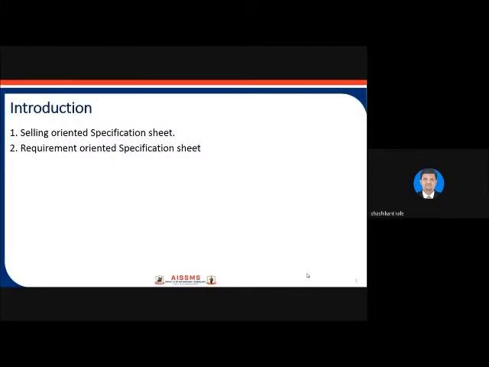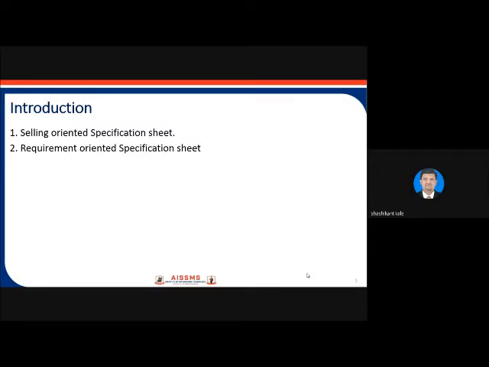Specification sheet is one of the important documents for project engineering and management, and this is being used most of the time for procurement. For procurement, the first document we prepare is the instrument index sheet, and the second document to be prepared is specification sheets. There are two types of specification sheets. One is selling oriented specification sheet and another is requirement oriented specification sheet.